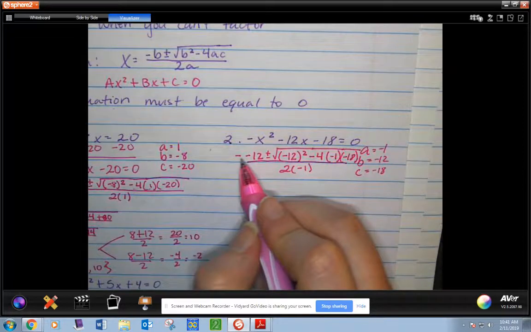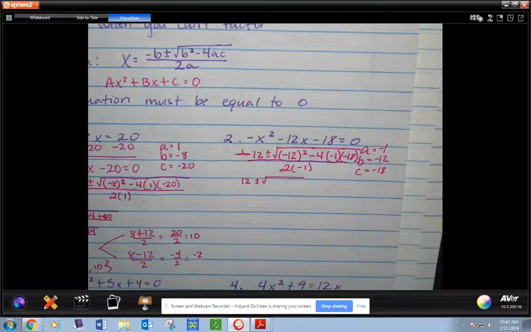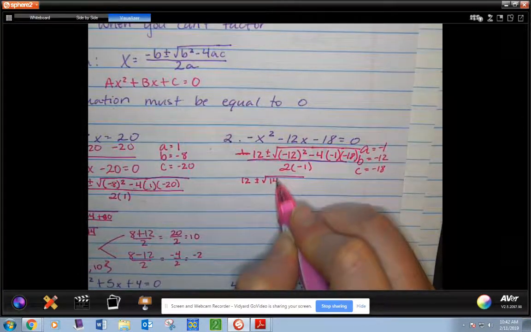The first thing I'm going to fix is my double negative, and I'm going to get 12 plus or minus the square root. Negative 12 squared is 144.